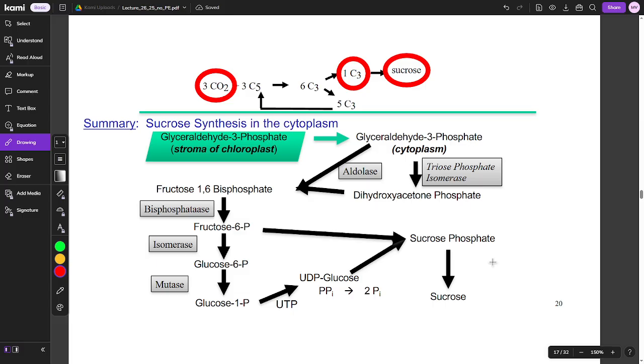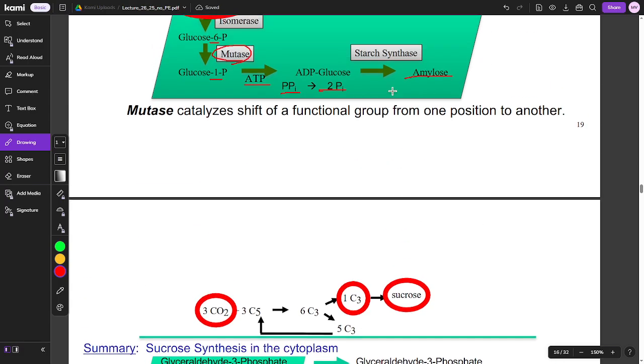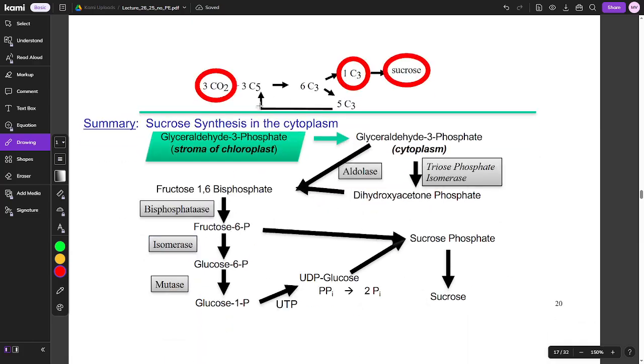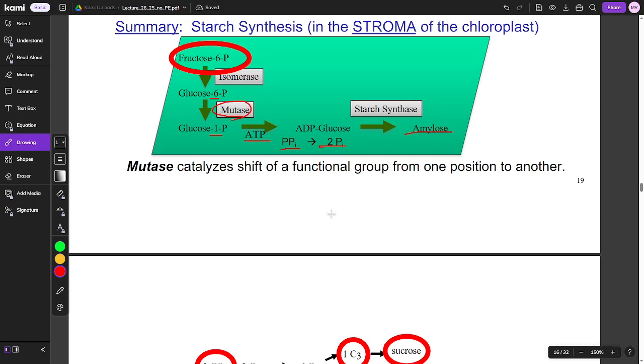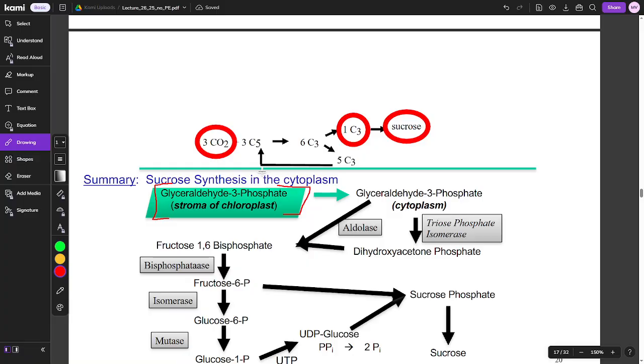And then we also have sucrose synthesis that occurs in the cytoplasm. So this is in the stroma of the chloroplast. This is in the cytoplasm of the cell, generally speaking. And what we do here is we have our glyceraldehyde 3-phosphate that comes from the stroma of the chloroplast, that we made from that extra 3 carbon sugar that's kind of shut off in the Calvin cycle. It's transferred into the stroma of the chloroplast, and then once it's there, it gets transferred into the cytoplasm.